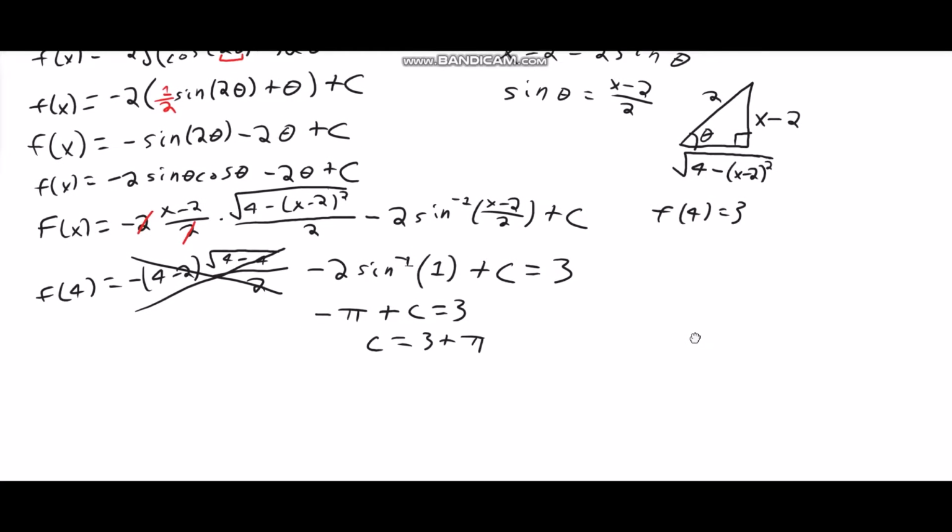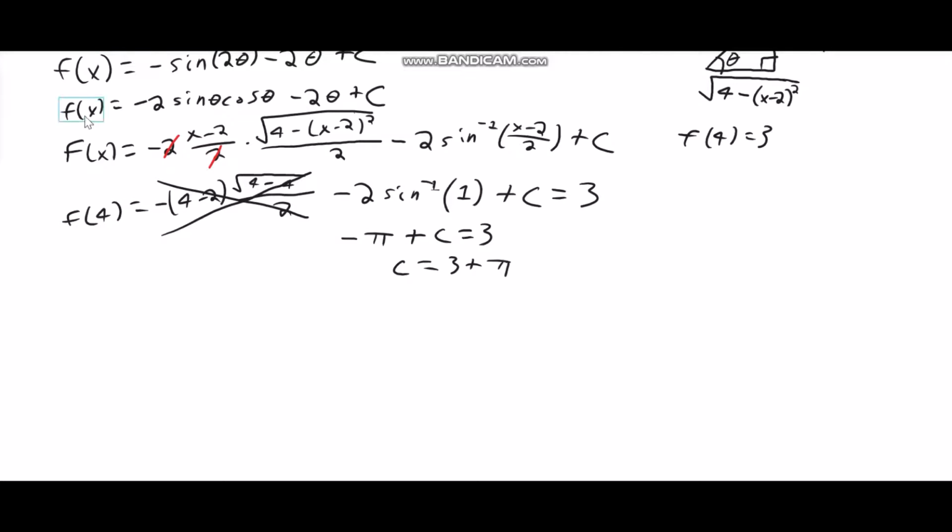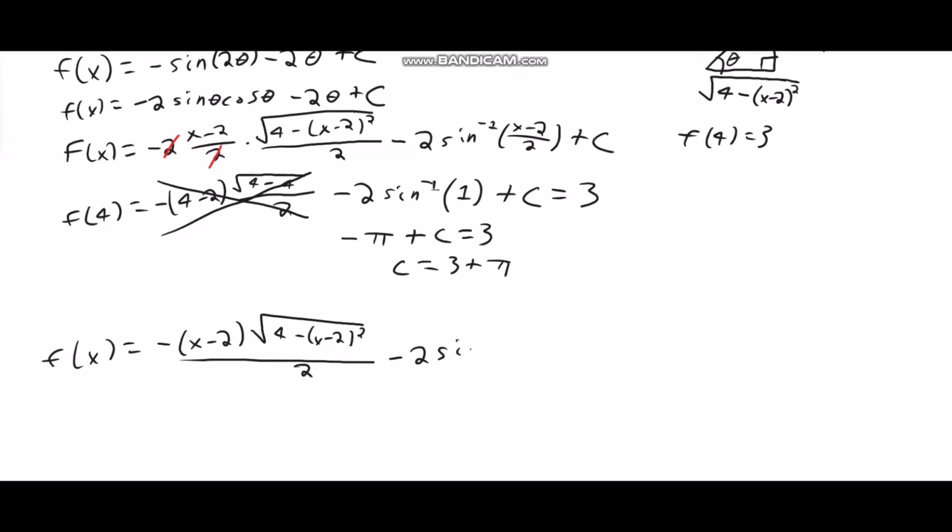Okay, so now I can take my formula for f of x and substitute the c back in. So all in all, we have f of x equals negative x minus 2 times the square root of 4 minus (x minus 2) squared, all over 2, minus 2 inverse sine of (x minus 2) over 2, plus c, and c is 3 plus pi, so we'll put plus 3 plus pi.